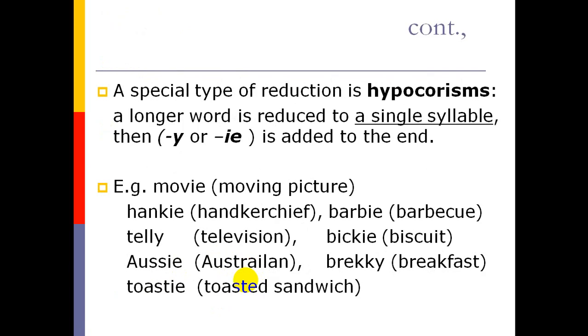A special type of reduction is hypochorism. A longer word is reduced to a single syllable. Then Y or IE is added to the end. So a longer word is reduced to a single syllable, then we add either Y or IE to the end of the new word. For example, movie, from moving picture. So move plus IE, movie.